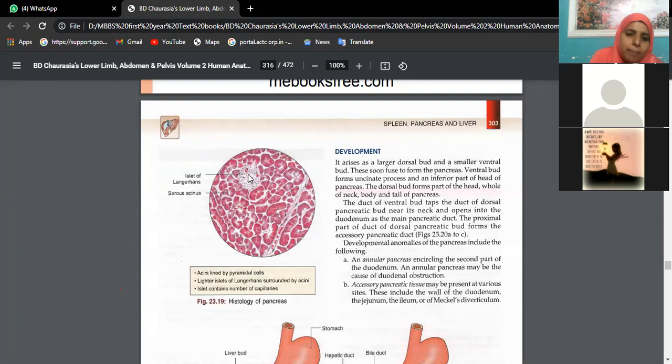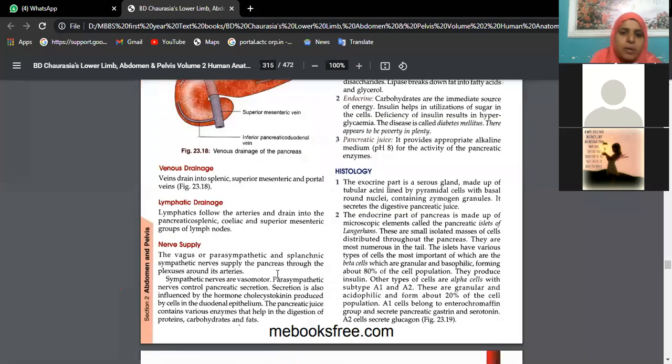Apart from the exocrine part, we also have the endocrine part, which is nothing but a collection of cells, the islets of Langerhans. Okay, where we will have alpha cells, beta cells and delta cells. We know beta cells release insulin, alpha cells glucagon and delta cells somatostatin. Apart from that, we may have many other cells also, whose function is not much known. Okay, beta? So that is about the histology of the pancreas.